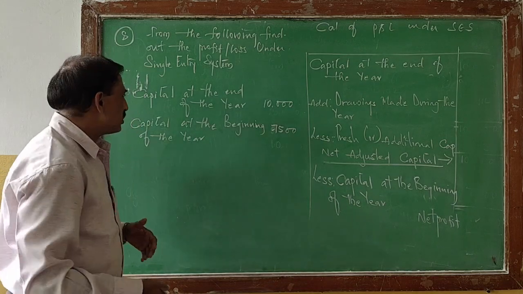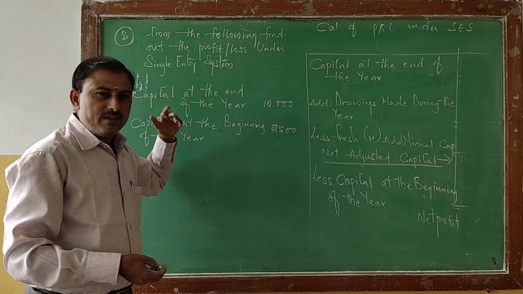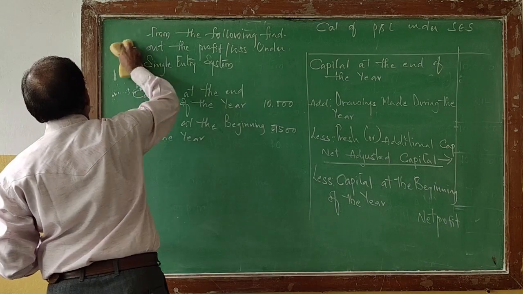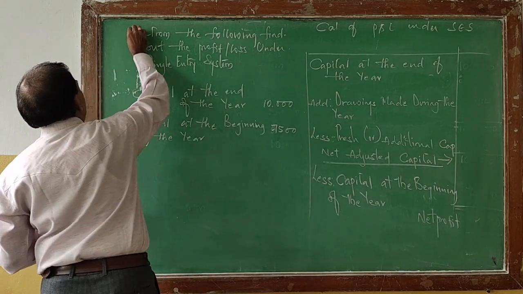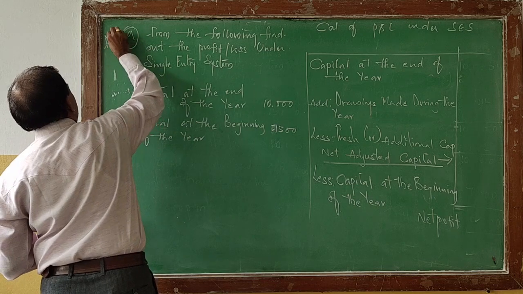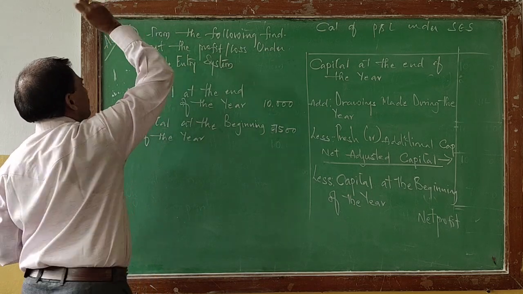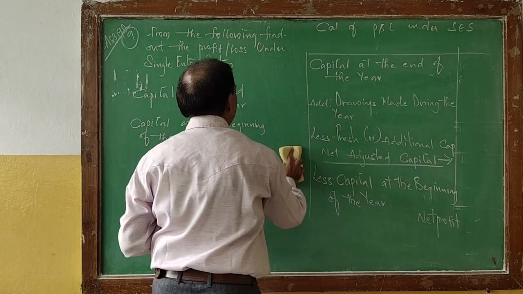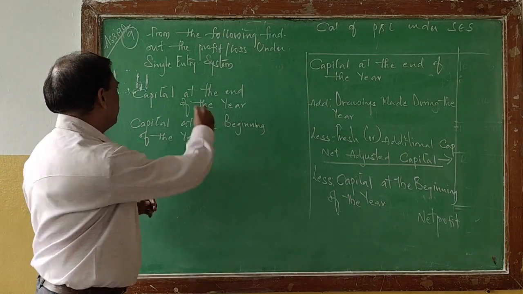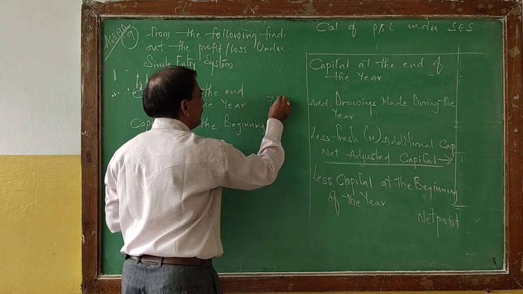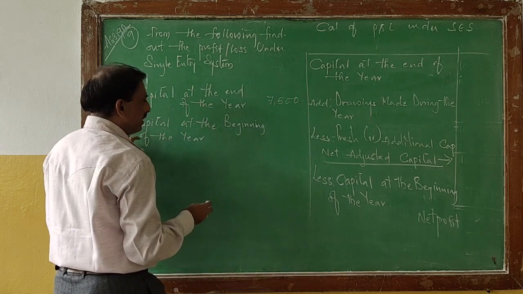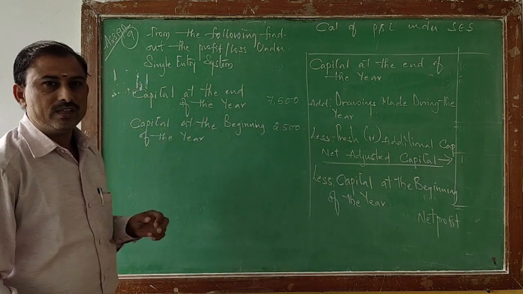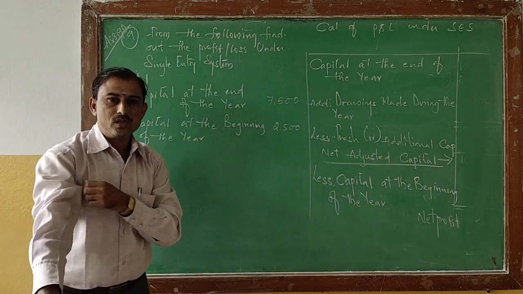Girls, I think you have understood my problem. Now, I will give you a similar type of problem. Try this as an assignment for you. Problem number 9. Try this and give the result as a comment. If you have any doubt, I will change the figures. Try the problem. Capital at the end of the year, I am writing 7,500. Capital at the beginning of the year, 2,500. You have to just find out whether you got the profit or loss.